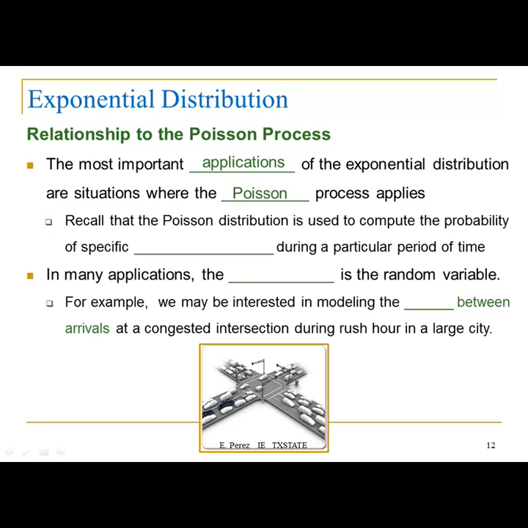Yes. So you're counting. You have a period of time, and you want to know how many arrivals you're going to have during that time period, right? That's the Poisson process. So the exponential distribution is more important when you are analyzing these types of processes.